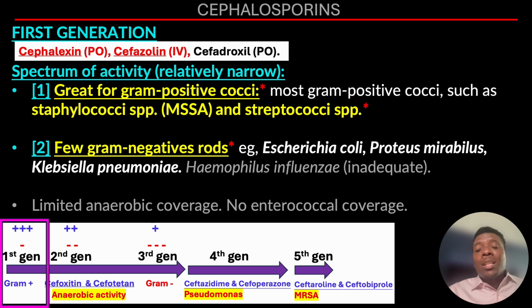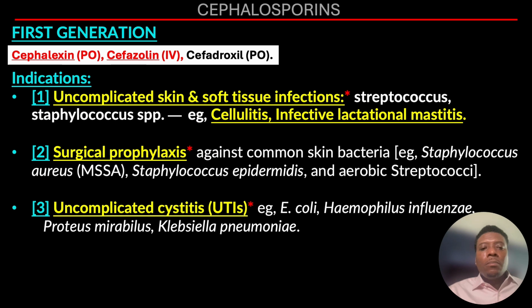Cephalosporins are intrinsically not effective against Enterococcus species. The 3 most important indications that you will be tested on about the first generation cephalosporins: because they're good for gram-positives and good for staph and strep, they're really great for uncomplicated skin and soft tissue infections in which you worry about staph and strep. For example, cellulitis or infective lactational mastitis.